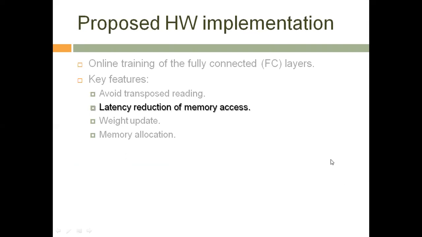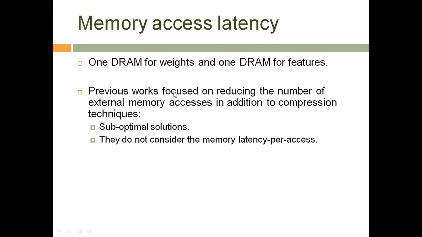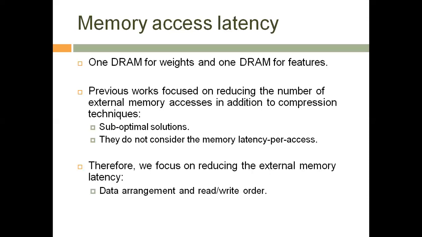Next is how we address the latency of the external memory. If we have one memory to store the weights and another memory to store the features, previous works focused on reducing the number of external memory accesses, in addition to compression techniques. These are suboptimal solutions. They don't consider the memory latency per cycle. Therefore, we focus on reducing the external memory latency via data arrangement and the order of reading and writing.